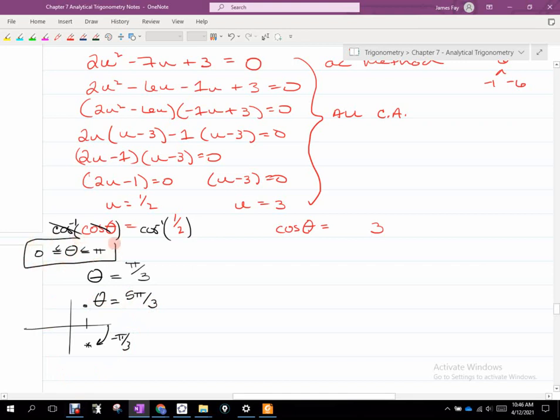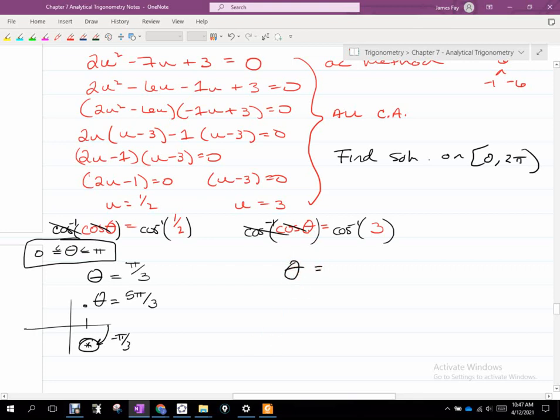Because I'm only using 0 to pi to tell me that I have direct cancellation, my calculator is only going to give me the pi over 3. But if the direction says find solutions on the interval from 0 to 2 pi, this one right here is on that interval, so I have to be able to find that. This interval right here, I'm only using to justify the cancellation of the cosine inverse and the cosine. Come over here, take the cosine inverse. Cancel, cancel, gives me theta.